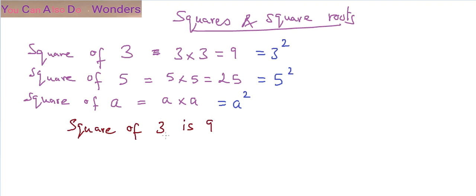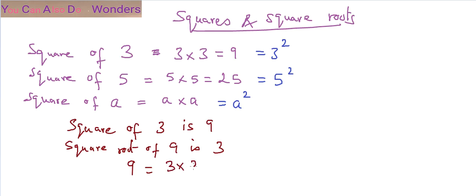Okay, so there is something called square root. So square root of 9 is 3. That means square root of a number is another number which when multiplied by the same number gives the original number. For example, 9. So square root of 9, because 9 can be written as 3 into 3. That means we get 9 by multiplying 3 by the same number 3. Okay, so therefore we say square root of 9 is 3.